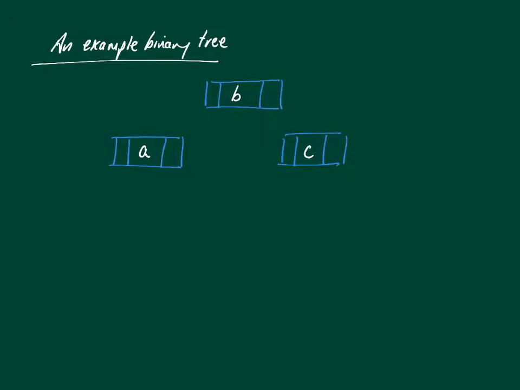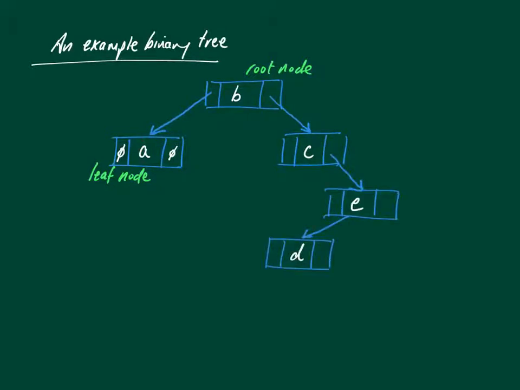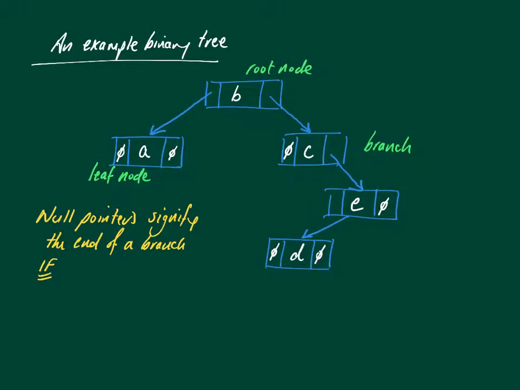So in this example binary tree, we're going to have a number of nodes. We have node A and B and C. Node B, at the top here, is the parent node or the root node of the tree. And it has two child nodes, A and C. Now with A, because it has no child nodes attached to it, it is called a leaf node because it has two null pointers and therefore it's not connected to anything else.